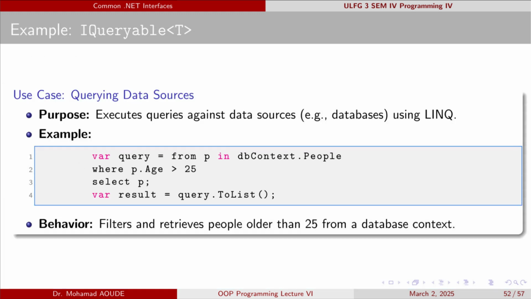IQueryable<T> is used for querying remote data sources, such as databases. It supports LINQ to SQL or Entity Framework queries. This example shows a LINQ query that filters people older than 25. The actual execution is deferred until ToList is called, allowing query composition and optimization by the provider.